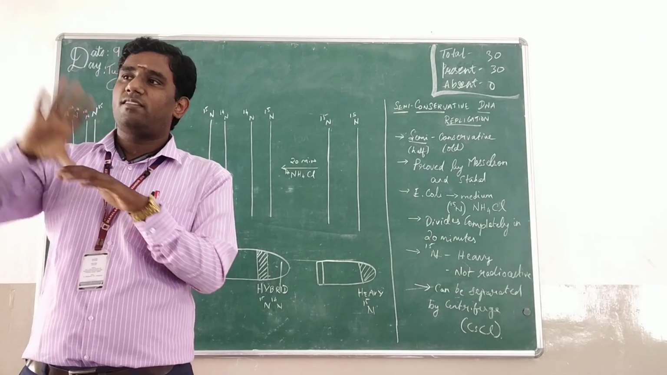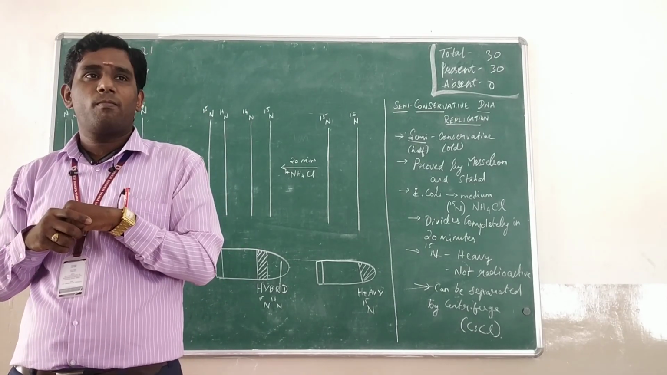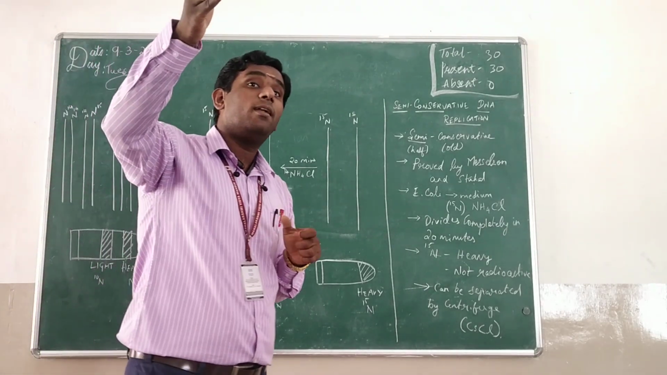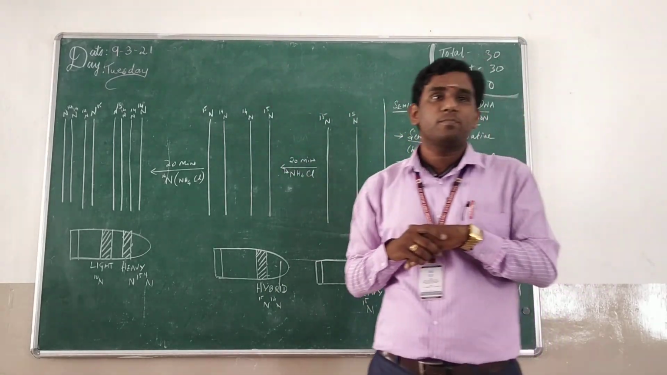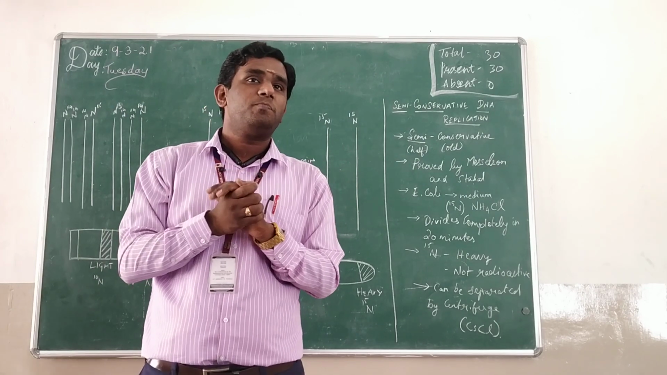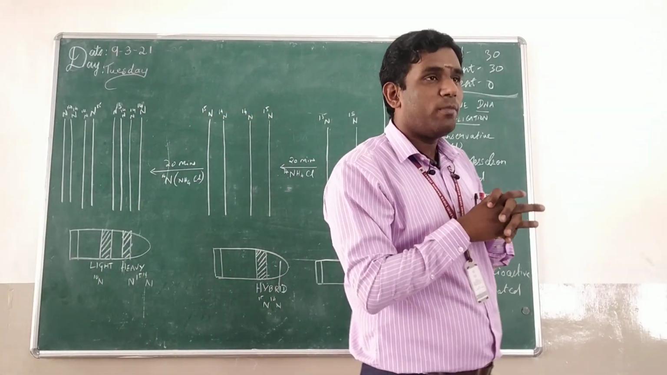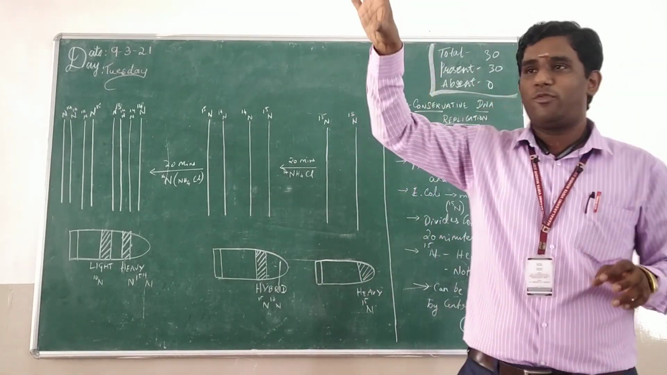What is the first step in DNA replication? Activation of nucleosides. Then the second step, opening up of the helix. Who helps in opening up the helix? Helicase enzyme. Then what happens? Primer formation. That's where the whole confusion of DNA replication got sorted out for us.